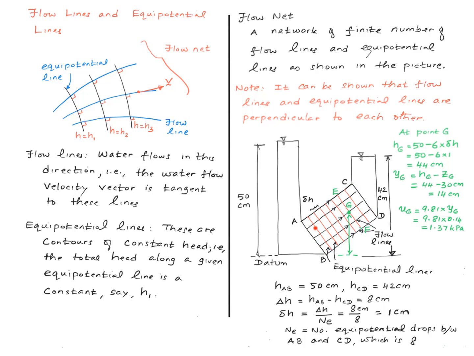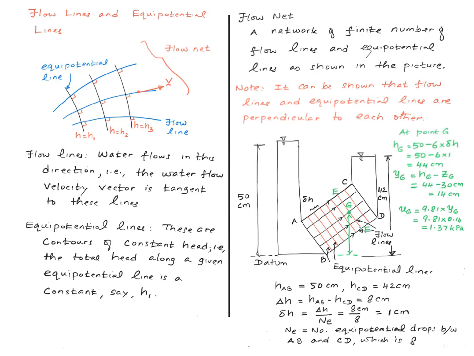So if these equipotential lines are equally spaced, then the drop between two of the adjacent equipotential lines must be equal, right? Must be constant. And that works out to be 1 centimeter, because the difference in the total heads between these two faces is 8 centimeters, which is 50 minus 42, and I have 8 equal drops, and therefore the drop between two adjacent equipotential lines is 1 centimeter.